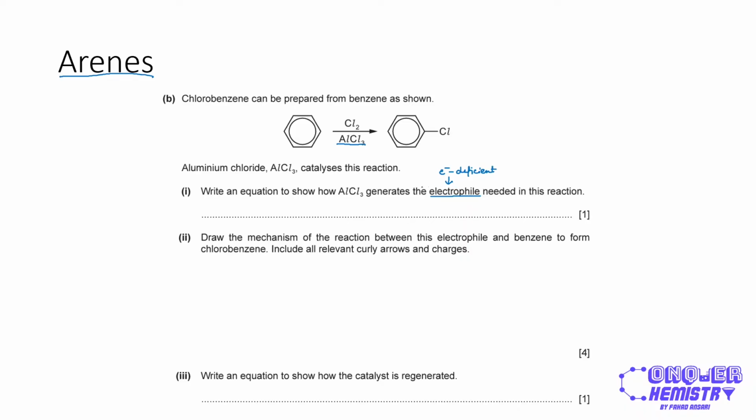Basically what happens is that the AlCl3 catalyst reacts with the other reactant, which is chlorine. It reacts with chlorine and produces two ions: Cl+ and AlCl4-. This Cl+ over here is your electrophile. Now, the benzene will react with this electrophile in a mechanism that is known as electrophilic substitution.